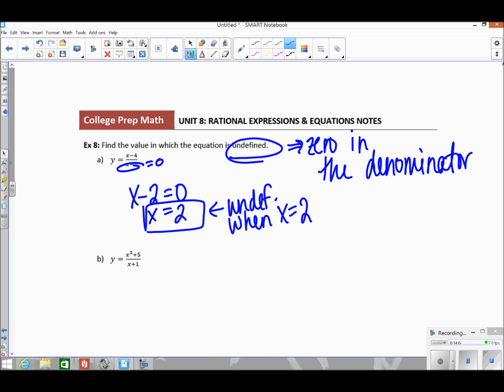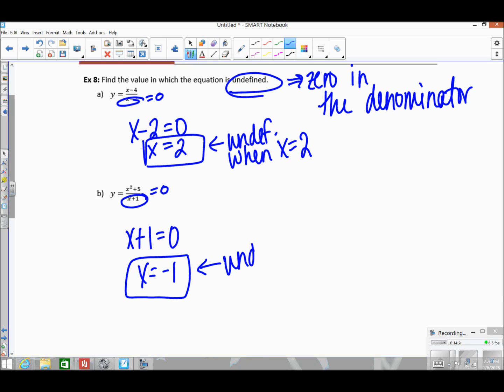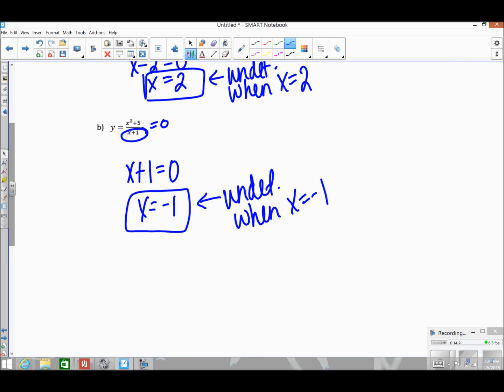So for the next one, if you want to figure out when this is undefined, it's when the denominator equals 0. So you're just going to set the denominator equal to 0, solve it, so we get x equals -1. So that means the equation is undefined when x equals -1. So that's it for this lesson. In the next lesson, we'll start looking at operations with these rational expressions.